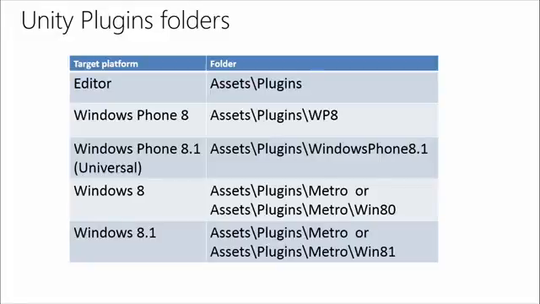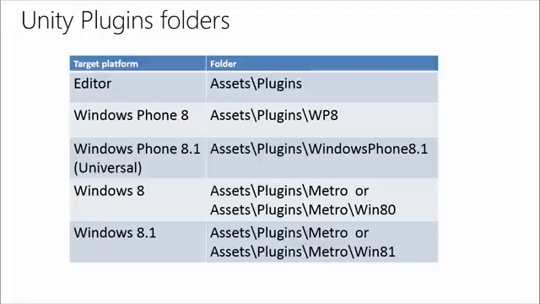So when you're adding plugins for the Windows and Windows Phone platform in your Unity project, this is what the folder structure needs to be. Assets/Plugins, that's a standard in Unity. All of the plugins should be there. If I'm targeting Windows Phone 8, I've got a WP8 folder. For universal apps in Windows Phone 8.1, I've got Windows Phone 8.1. For Windows 8, I've got Metro or Metro Win 8.0.